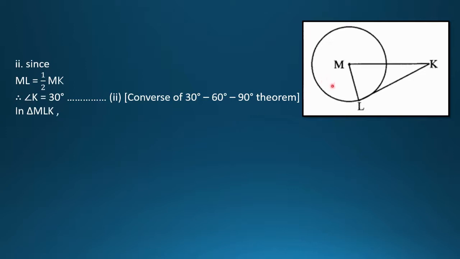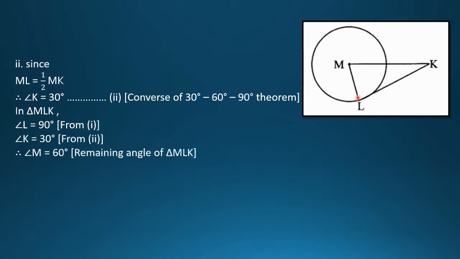Now, if you look in triangle MLK, angle L we know is 90 degrees, angle K is 30 degrees, and angle M has to be 60 degrees.